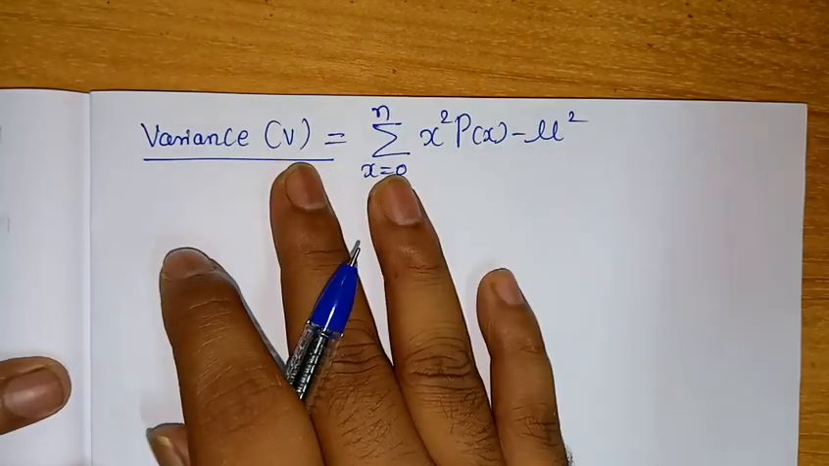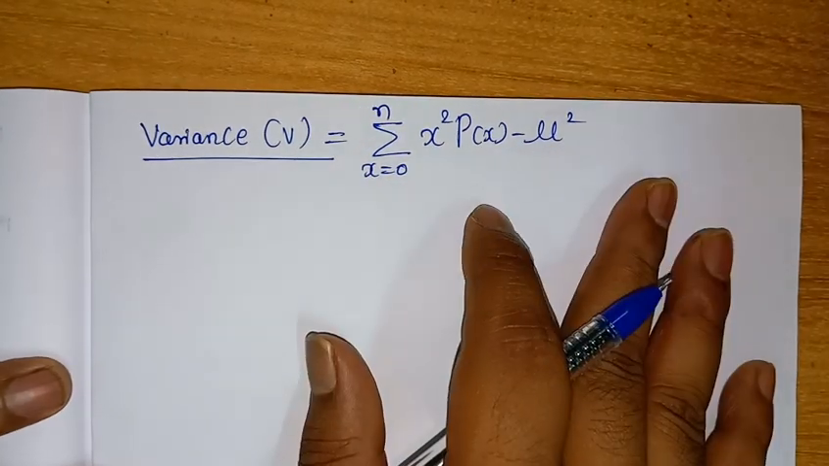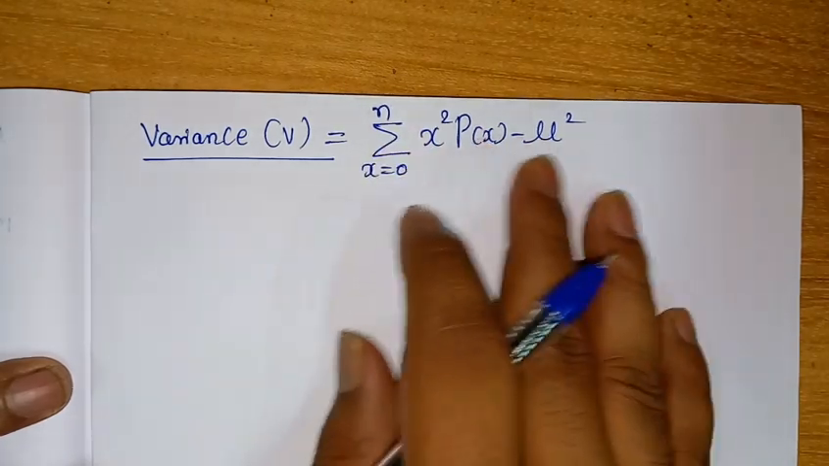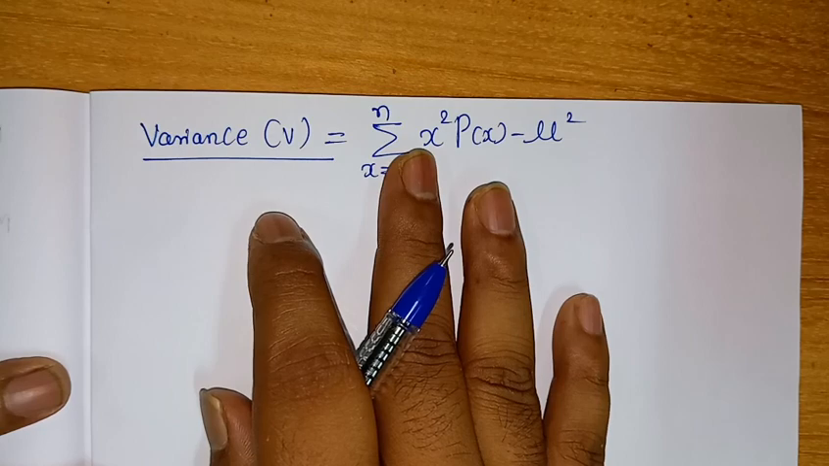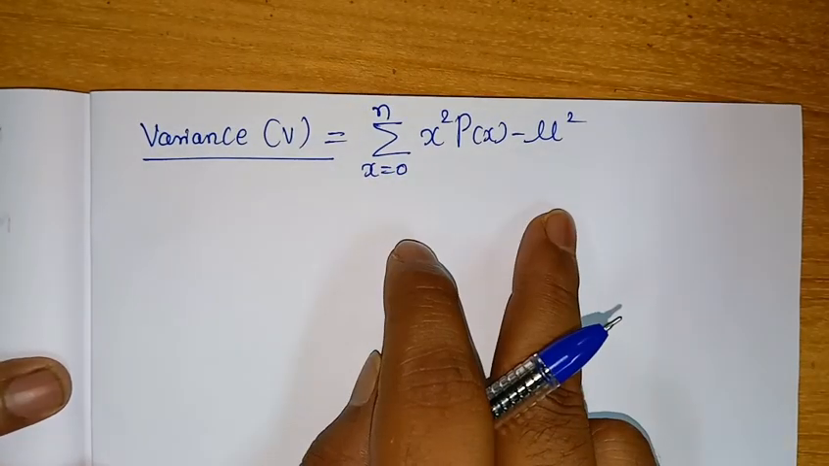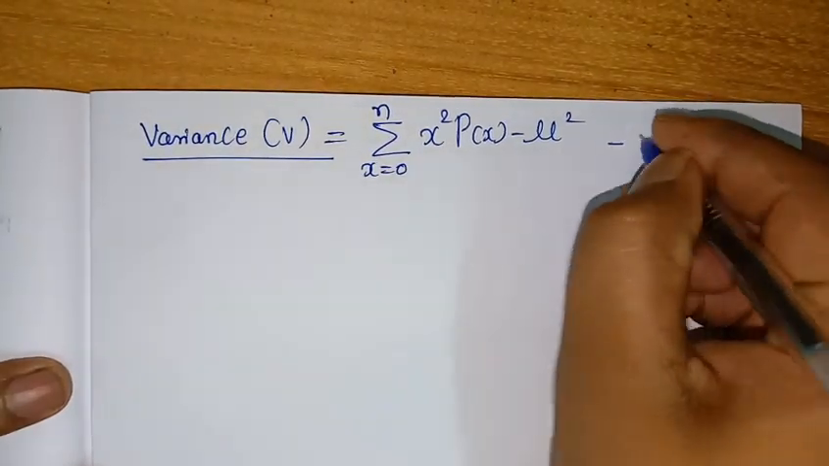proving the variance of the binomial distribution. We are not solving any problem, so there is no numerical data. Since there is no numerical data, there is no need of modifying the variance formula. We'll take the direct formula and find the variance of the binomial distribution. So this is the variance of the binomial distribution. Call this equation 1.